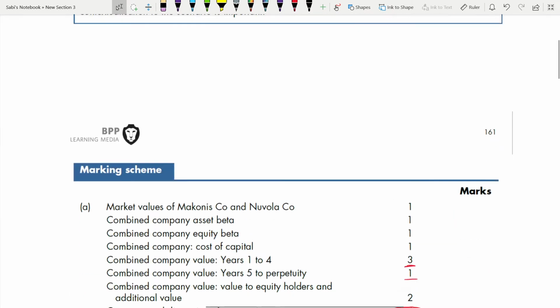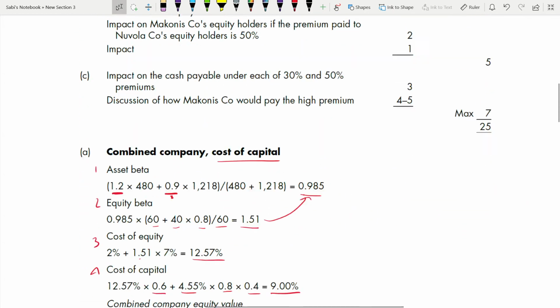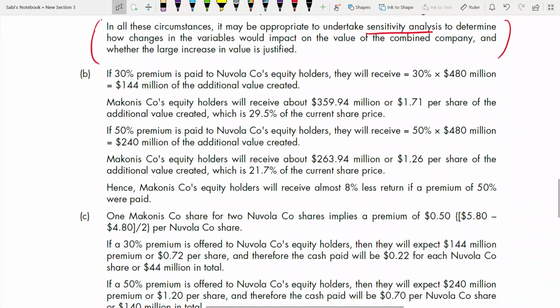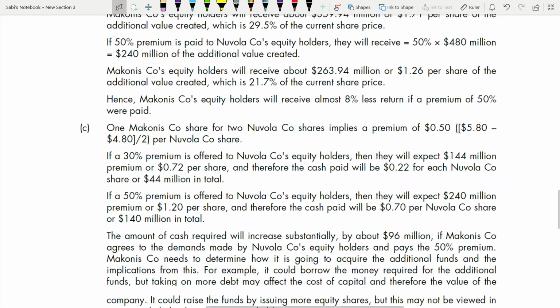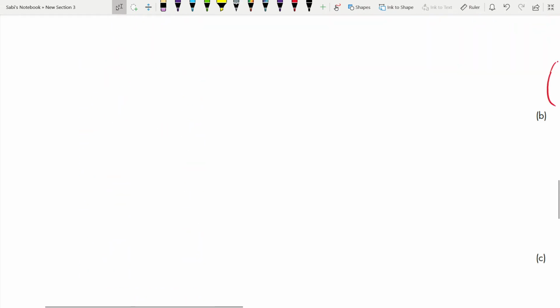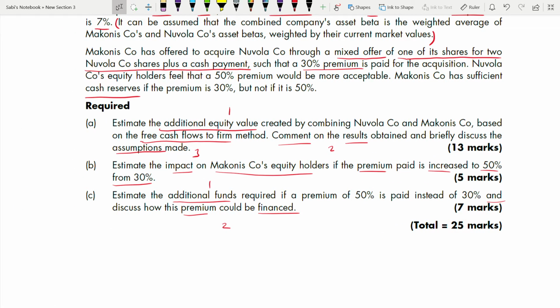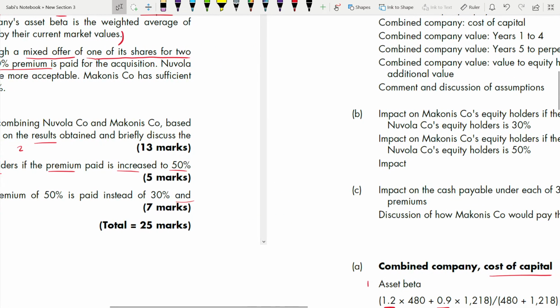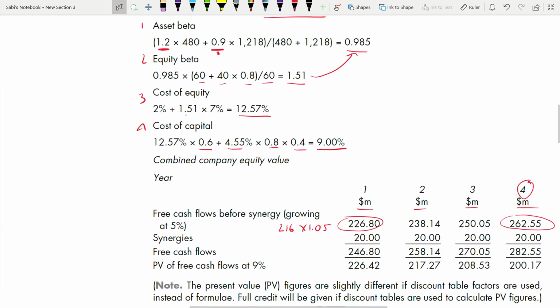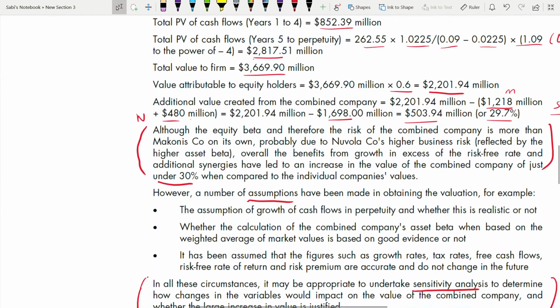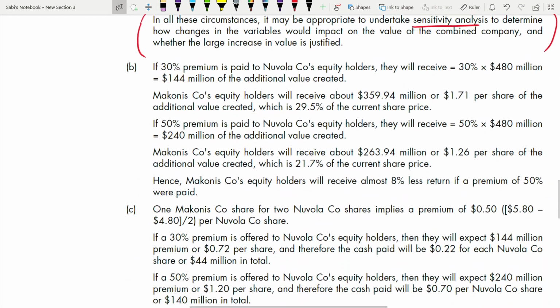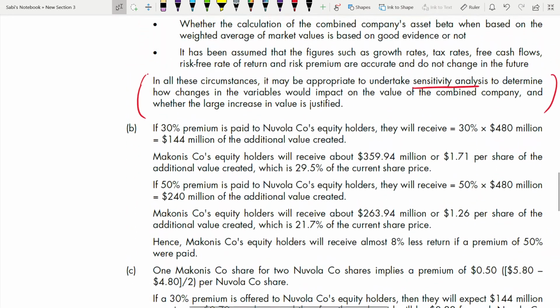So that's it for part A. Coming to part B. What is part B about? Let's read the requirement again for part B. Estimate the impact of the mechanism if the premium paid is increased. We have to say the impact on the equity holders. We just saw the additional value for the equity holders. Now we have to tell the impact if the premium is increased from 30 to 50%. How is this answered?